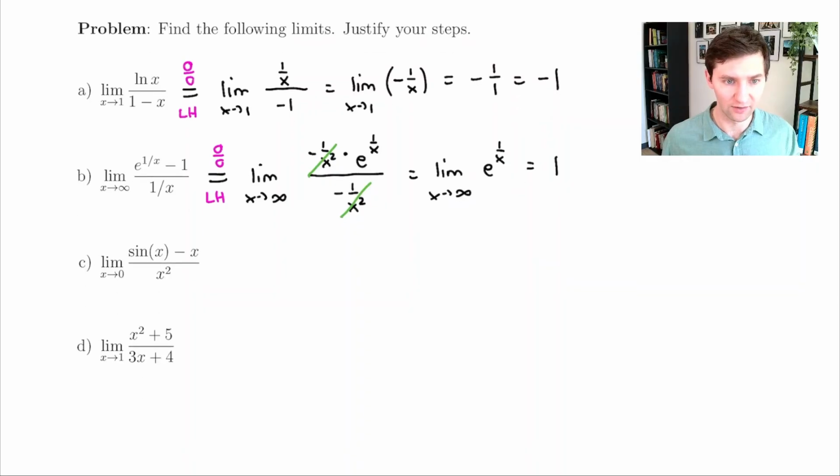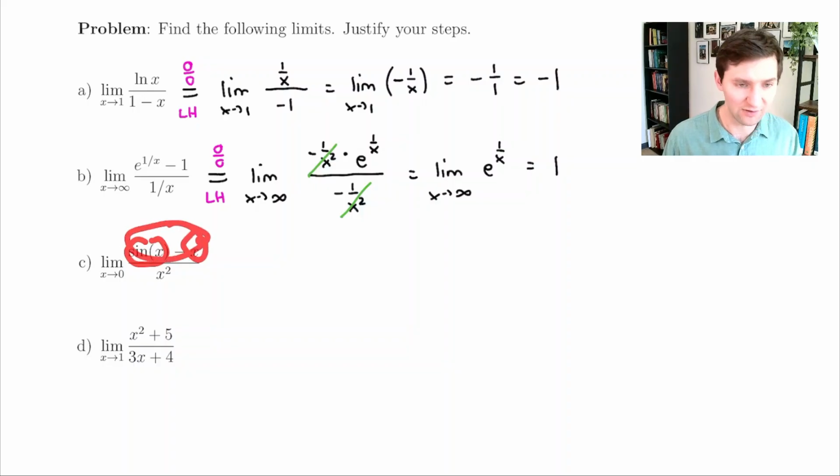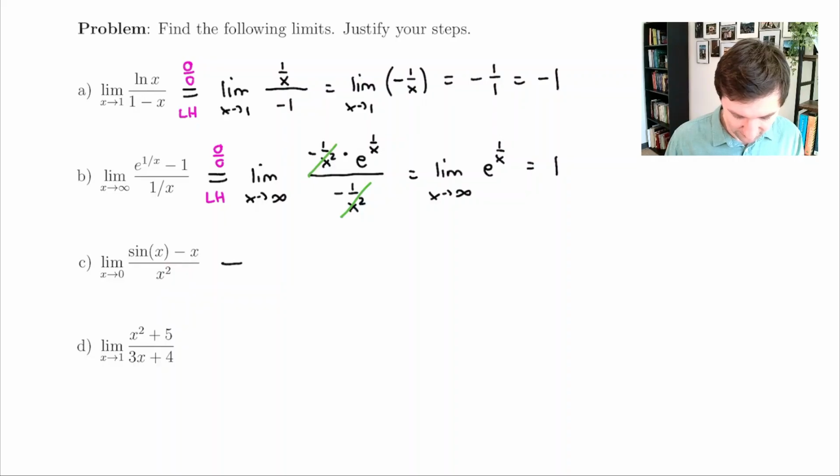Let's try part C. We have the limit as x goes to 0 of this expression. If I was going to plug in 0, I will get sine of 0, that's 0, minus 0, that gives me 0 in the numerator. In the denominator, I also get 0. This is of the form 0 divided by 0. I'm going to apply L'Hopital's rule.